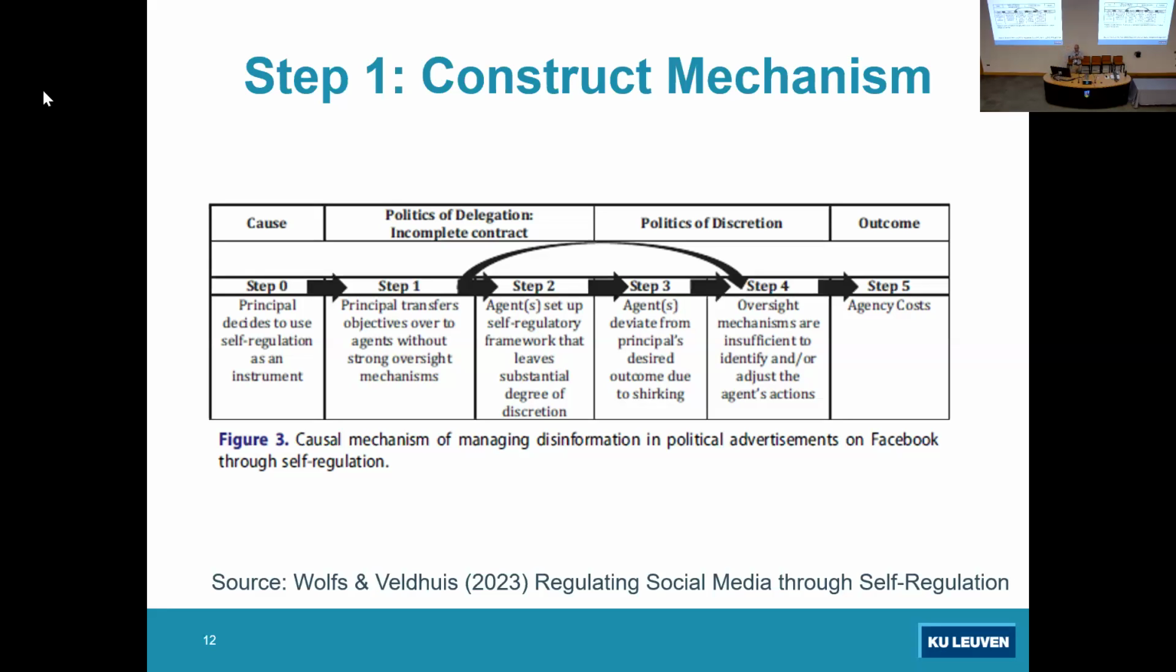They come up with a self-regulatory framework that leaves a substantial degree of discretion to themselves, obviously. There are no really any monitoring instruments that have been implemented or sanctions that have been foreseen. So that means that when the agent deviates from the desired outcome, from these objectives, and there are no oversight mechanisms that can mitigate this, this leads to agency costs. This is, in a nutshell, an example of how a theory can be translated into a causal mechanism.